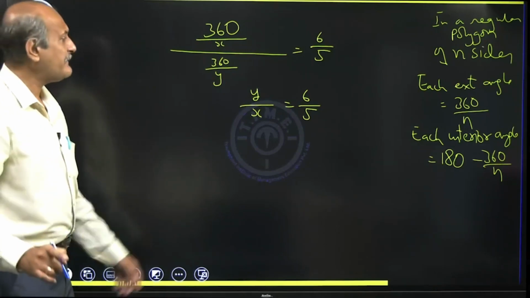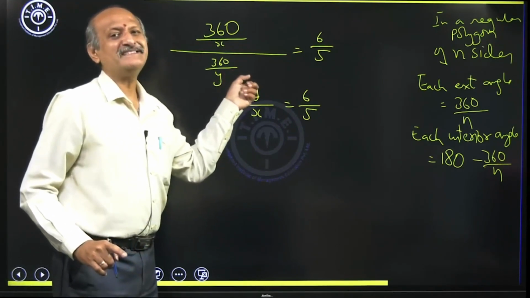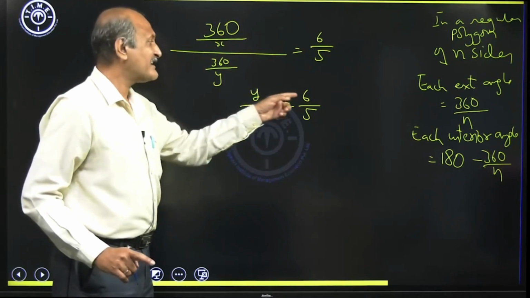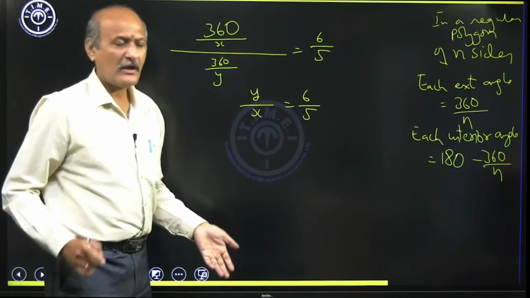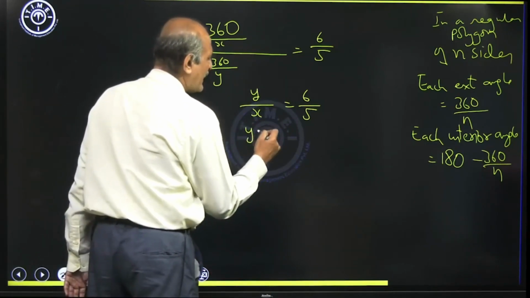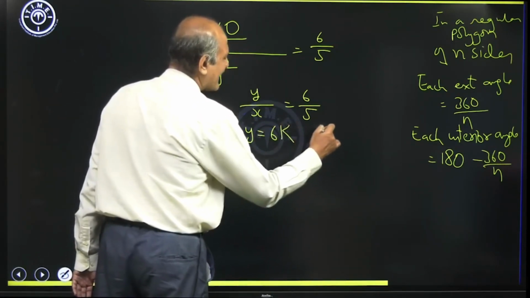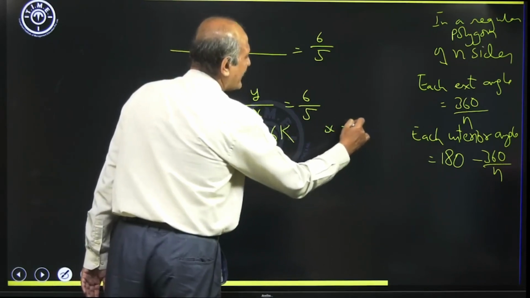So here what can we tell? The polygon with y sides has its number of sides as a multiple of 6. So we could have taken y is equal to 6k and x is equal to 5k.